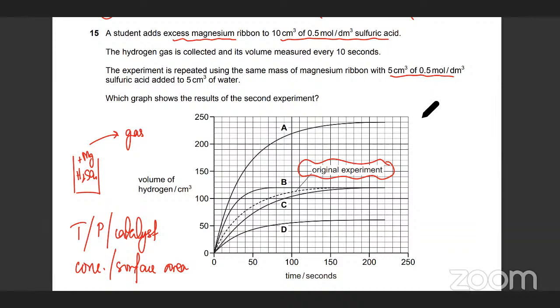Anyway, there's nothing mentioned about temperature. He's saying everything is the same. So there's no pressure. There's nothing. The only thing that he's mentioned is concentration, right? The concentration is exactly the same. Is that true?